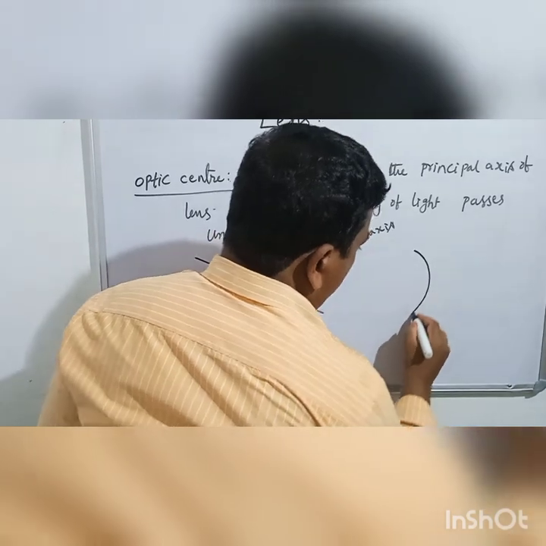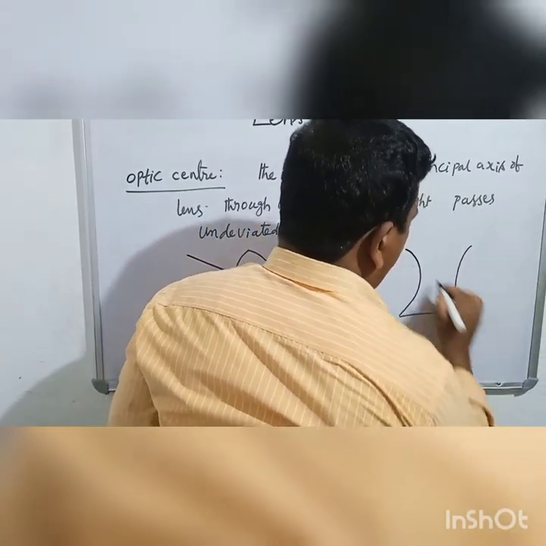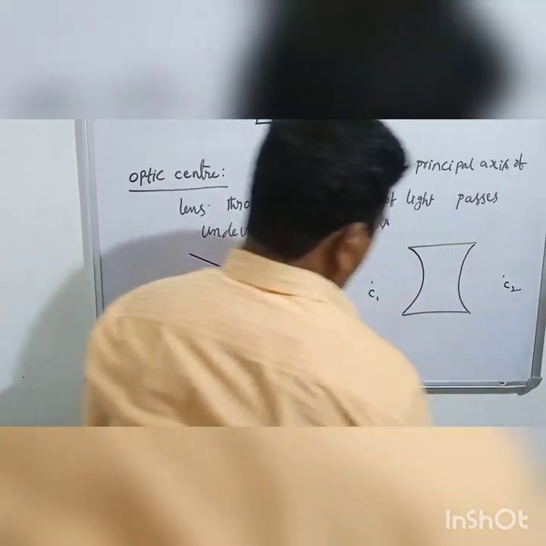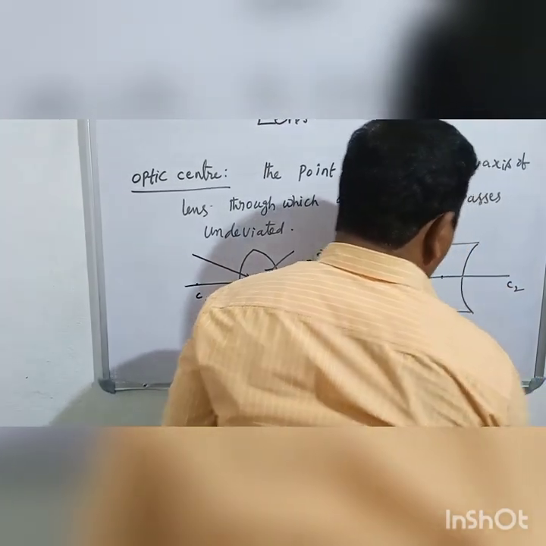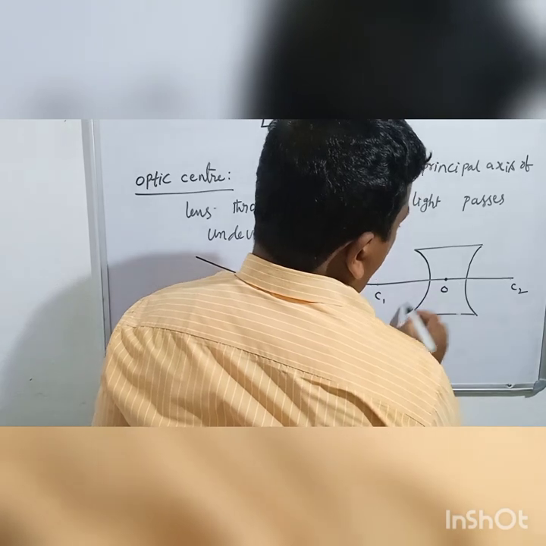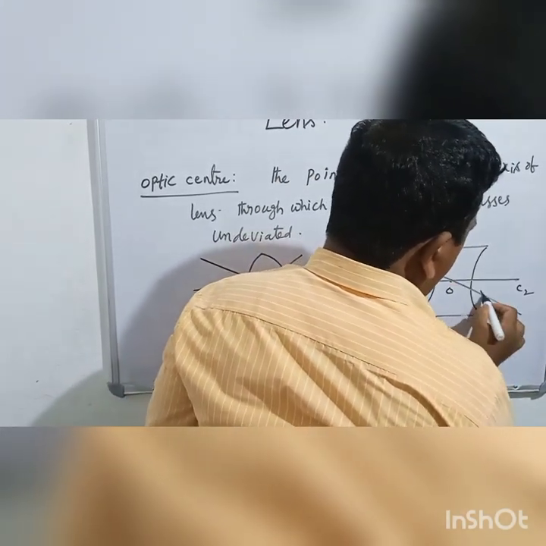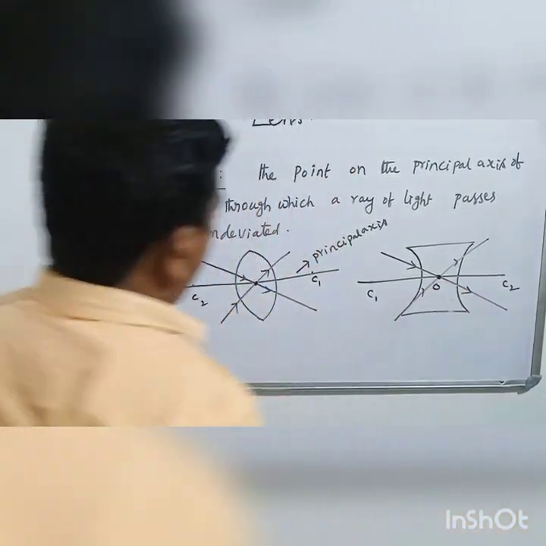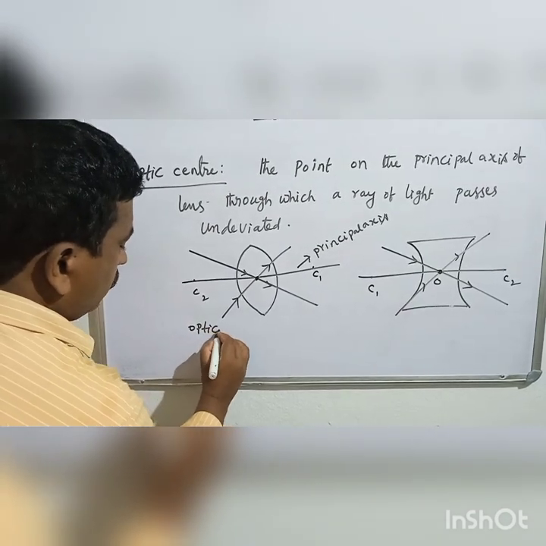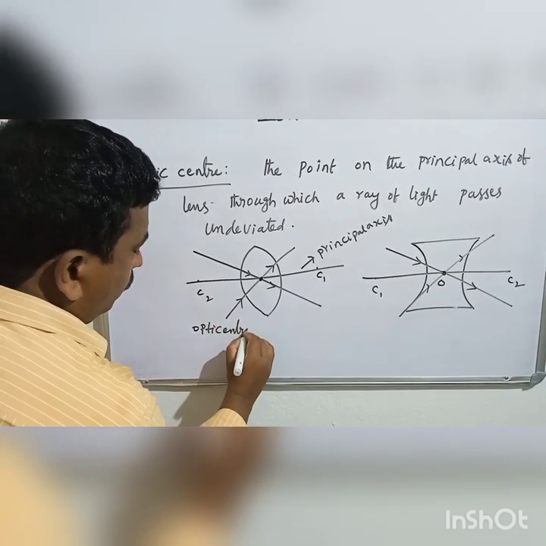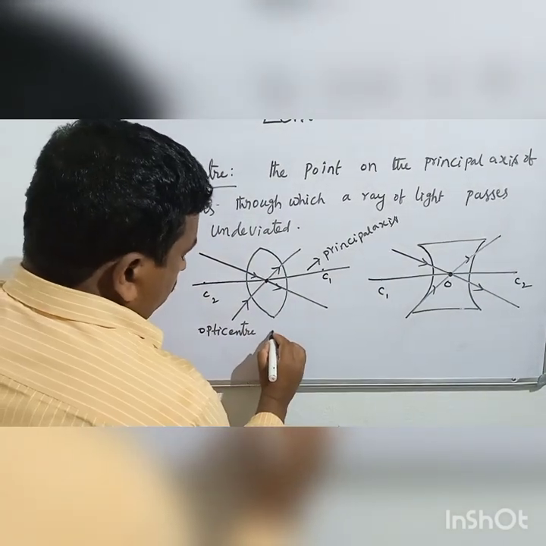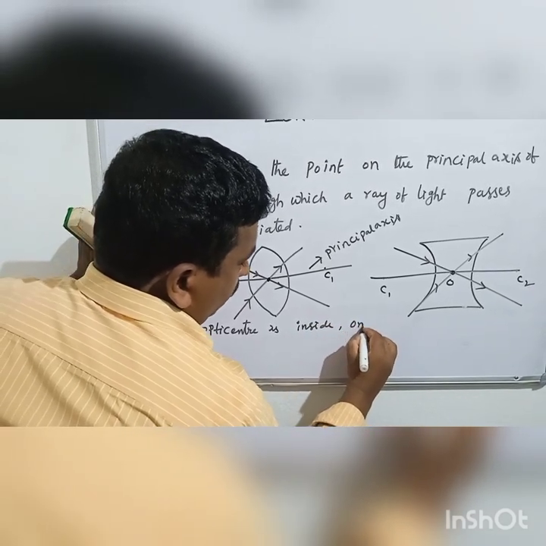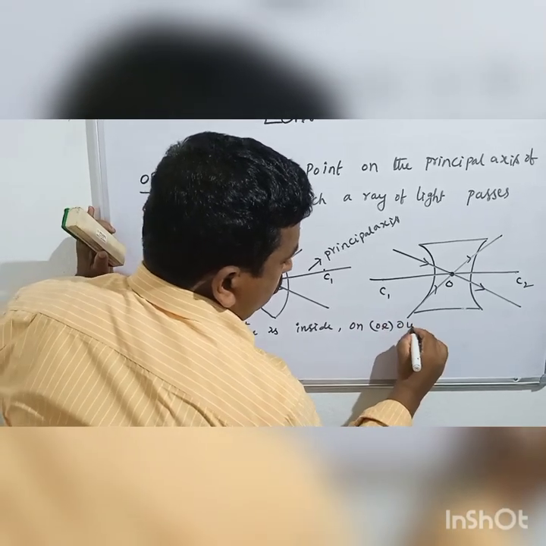For example, see the biconcave. This is the biconcave. Here is the center of curvature for this surface, and for this surface the center of curvature C2. Join these, and a point is drawn here. This point is called the optic center O. Any light ray passes through this undeviated, and this also undeviated. That point is called the optic center. This optic center is sometimes inside, on the surface, or outside the lens.